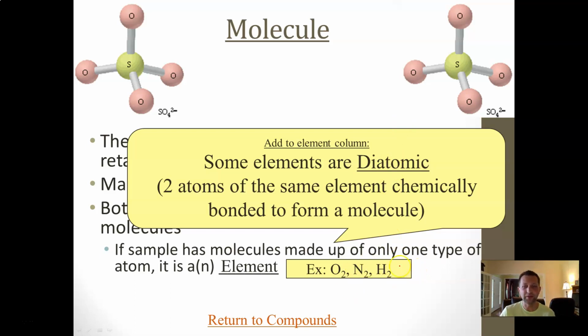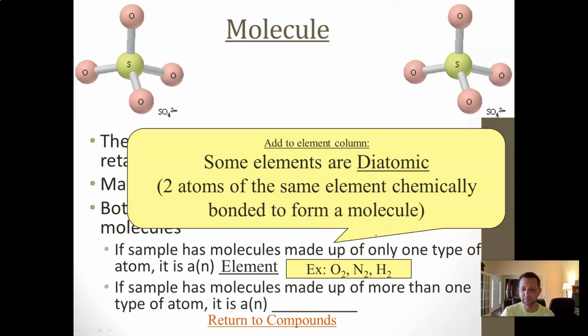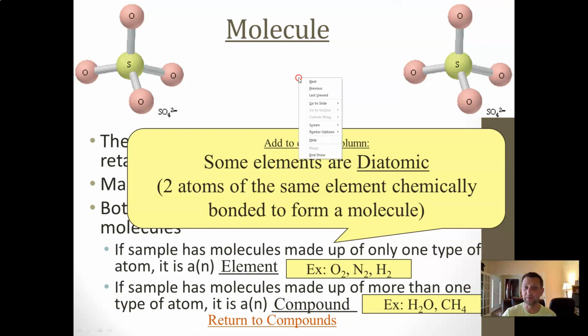You have H2, you have N2, you have O2. You also have F2, Cl2, Br2, and I2. All right? So fluorine, chlorine, bromine, iodine, nitrogen, oxygen, and hydrogen. We'll add those to our periodic table a little bit later. But if you want to know what all of them were, that is what they are. Okay? If a sample has molecules made up of more than one type of atom, that's a compound. Water, CH4 is methane. That's the gas we use in school to light the Bunsen burners. All right? So that is a lot of information there on this one slide, but it's really important foundational information that we need to know.